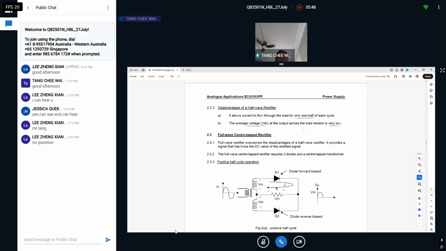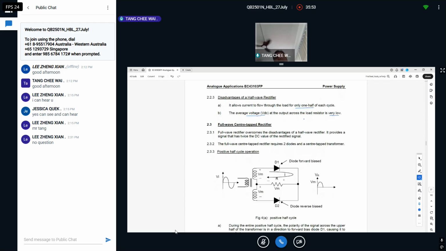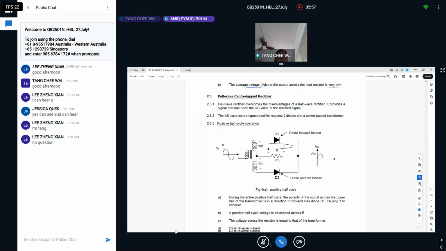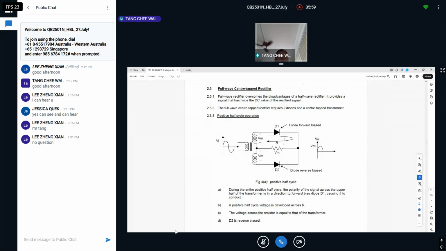Then having said that, we move on to full wave. The word full wave means you expect to see both cycles of the AC going through. And your output you should see both of the cycles being converted. Just now that one, half wave, only one half.